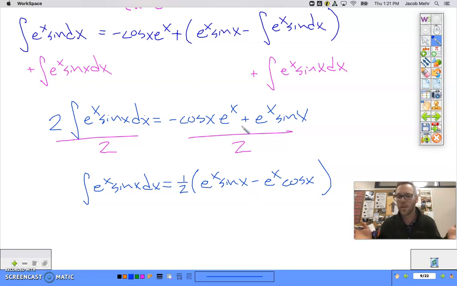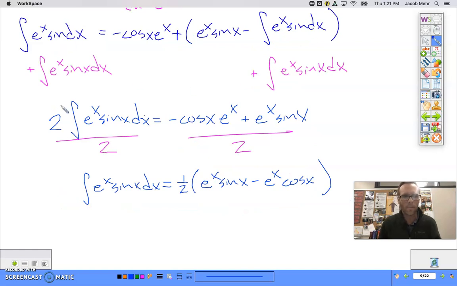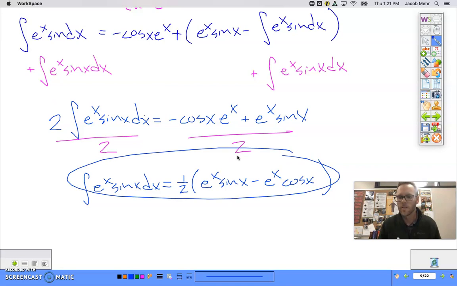So here we end up with a really interesting twist off our integration by parts. We did it twice, got back to where we were, and we said, let's just solve that equation. Let's add it over and divide by 2. There it is. All right, that's going to conclude this video. We've got more from integration by parts to come.